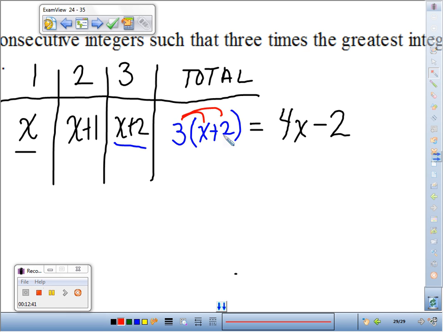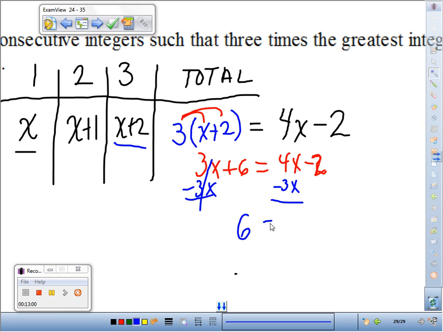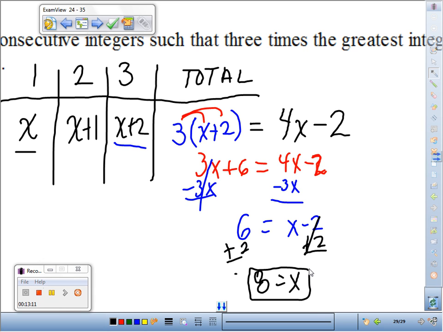You should have distributed first, that is 3x plus 6 equals 4x minus 2. There it is. All variables to one side, that means I subtract 3x, subtract 3x. 6 equals x minus 2. Add 2, add 2. 8 equals x. We're done solving for X, but did we answer the question?